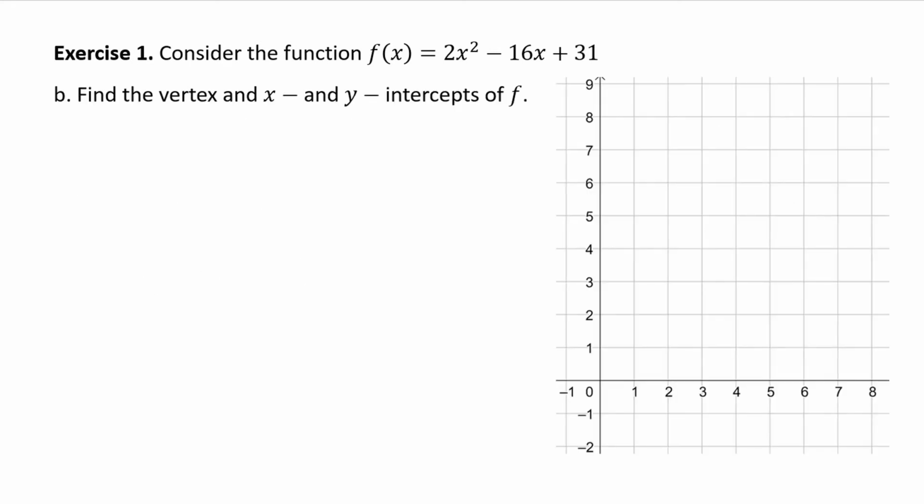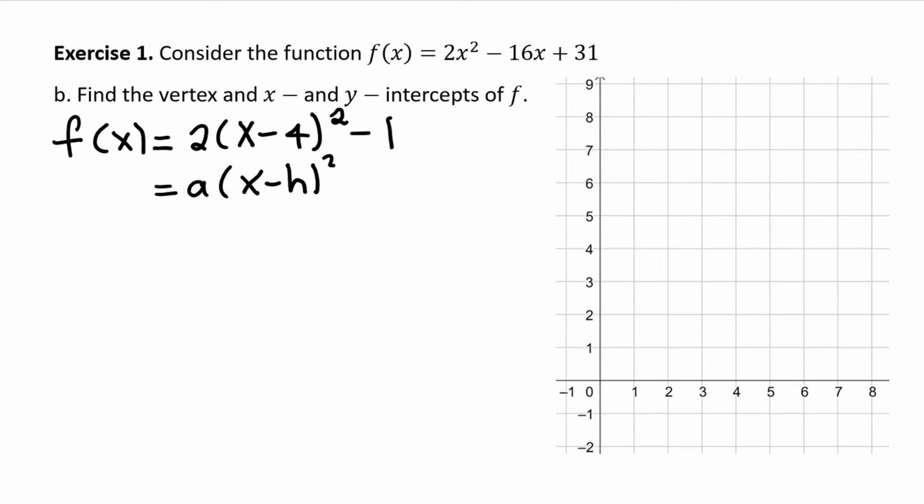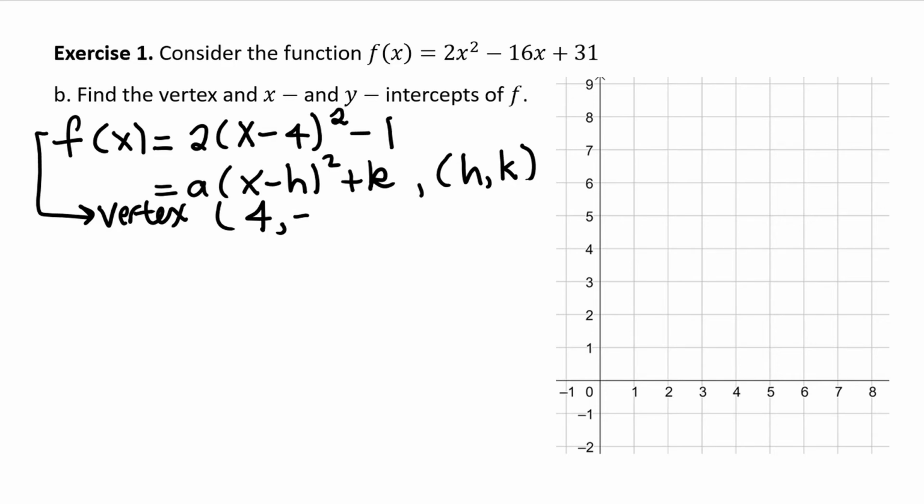Part B, find the vertex and the x and y intercepts of f. In Part A, we computed the standard form, and that standard form was f of x equals 2 times x minus 4 quantity squared minus 1. Now, let's recall the generic standard form, which looked like a times x minus h squared plus k. The vertex is defined as h comma k, so from our standard form, we glean that the vertex is 4 comma negative 1.